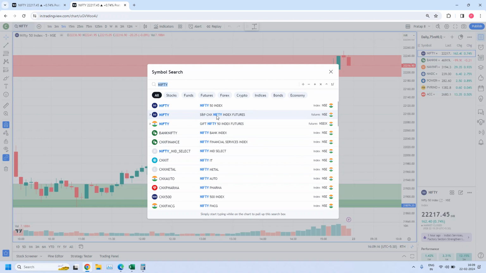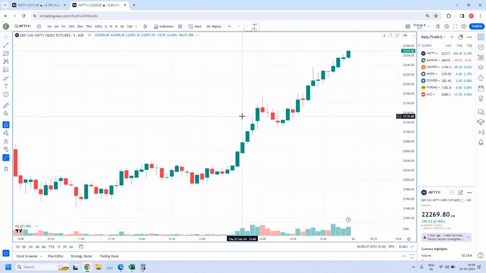This is the one, your NIFTY futures. The one below is the GIFT NIFTY. This is the one we have to follow. This is at our NSE, NIFTY index futures. Let me open this chart.